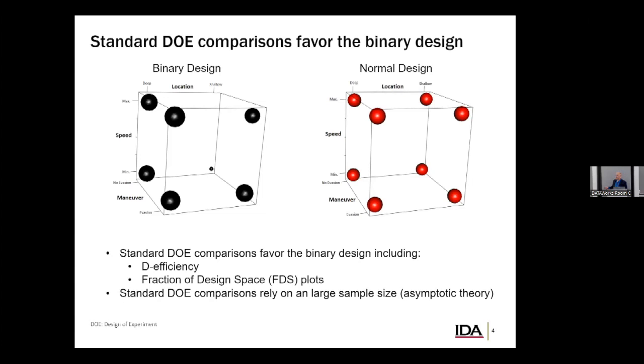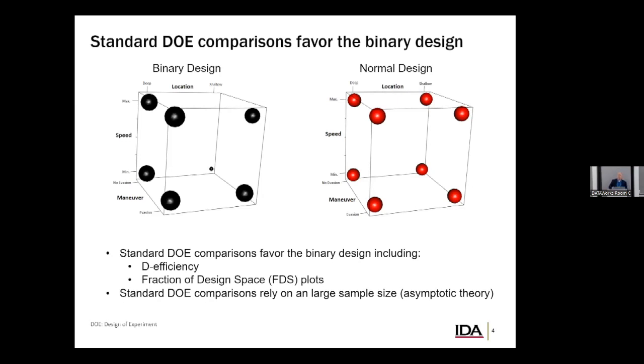The size of these spheres represents the proportion of runs that we would run the test under a certain factor configuration. And something that you'll notice right away, the binary design has 7 support points, whereas the normal design has 8 support points. And then the binary design has different sizes for each of those factor configurations that it has, where the normal design is all equal.